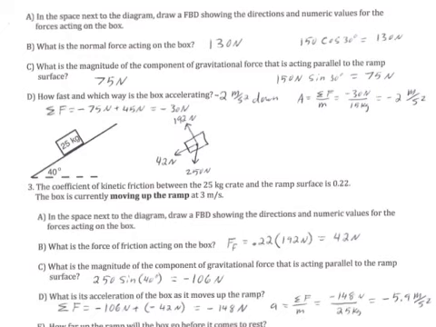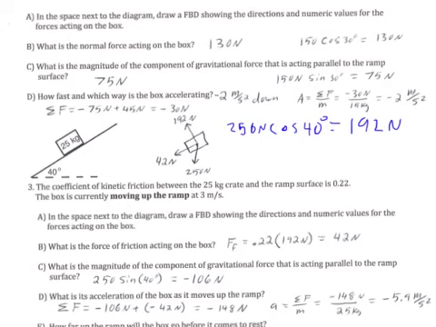So what I had to do then is say 250 times the cosine of the angle, which in this case is 40 degrees. And that's going to give me 192 newtons of normal force. So now that I have that normal force, I can use that to find the force of friction.